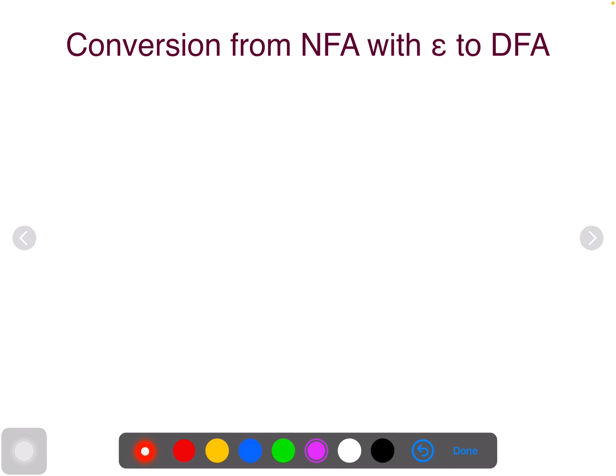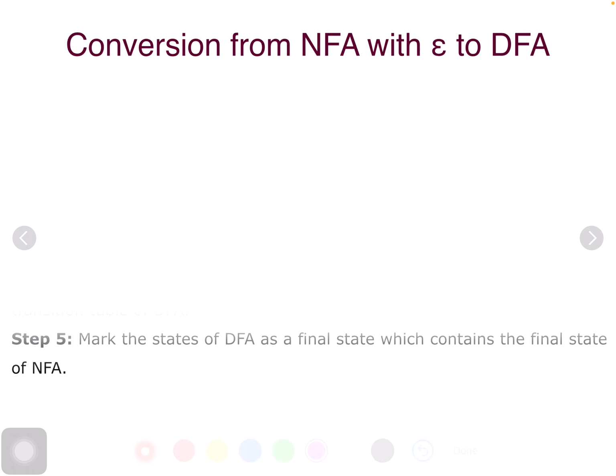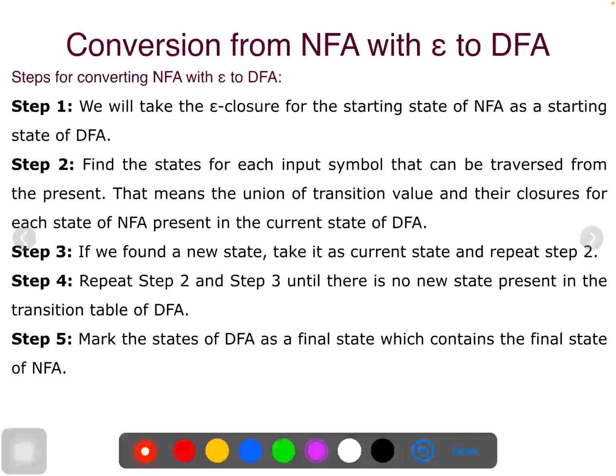Conversion from NFA with epsilon to DFA. What are the steps you need to follow? We will take the epsilon closure of the starting state of the NFA as the starting state of the DFA, and also find the transition for each state to find the new state from that. Then again, from the new state you find the new transitions of the NFA.